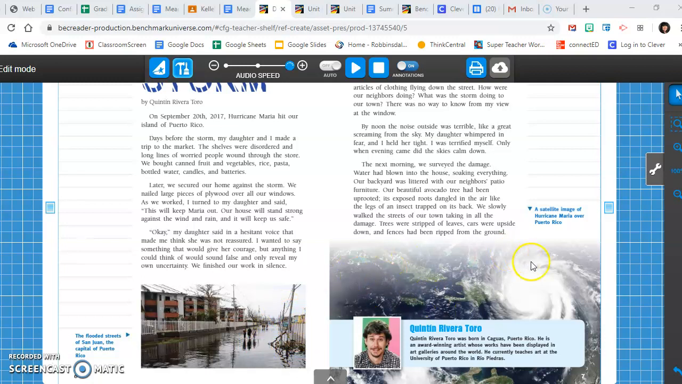I'm also going to look at this photo over here, a satellite image of Hurricane Maria over Puerto Rico. I'm guessing our storm that we're talking about is going to be Hurricane Maria. It takes place in Puerto Rico. And ooh, this looks like a massive storm. All right, this is helping me get focused as I start to read. I know I'm going to be looking at floods and damage caused by Hurricane Maria in Puerto Rico.